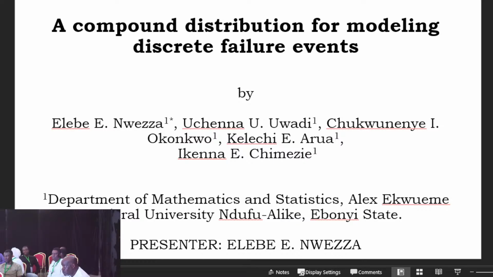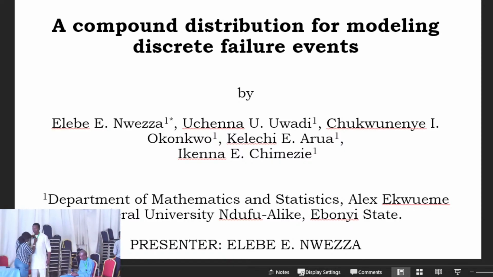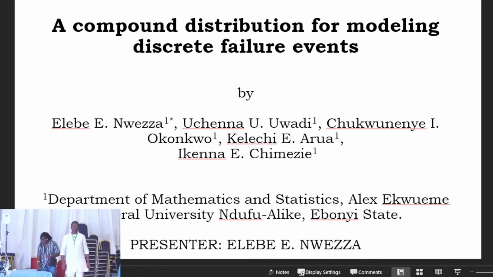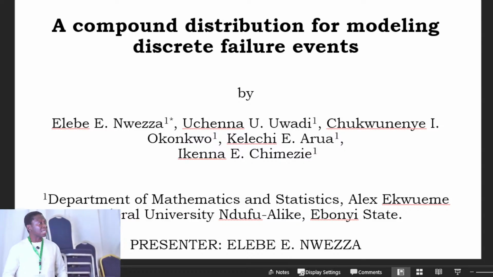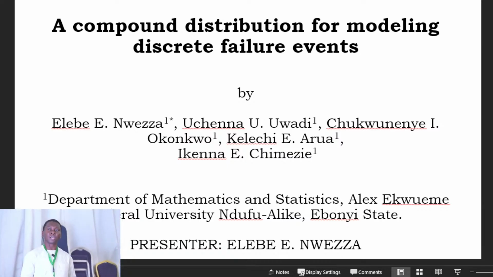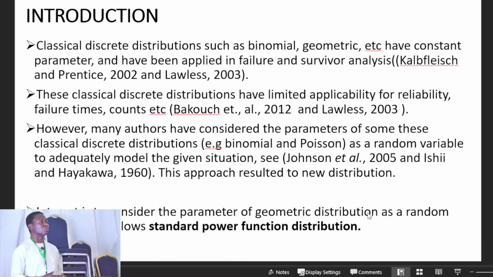Good afternoon, everybody. My name is E. Osemwenkha. I'm here to present a paper titled A Compound Distribution for Modeling Discrete Failure Events. Generally, classic discrete distributions are normally used to model reliability and survival events. But one unique thing about these discrete distributions is that their parameters are always assumed to be constant.